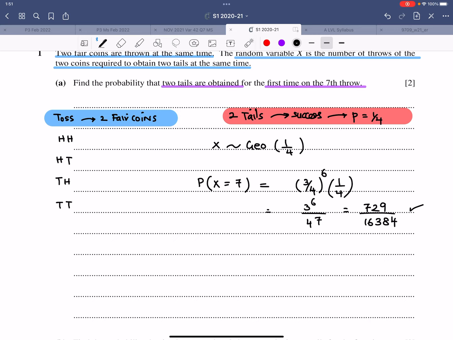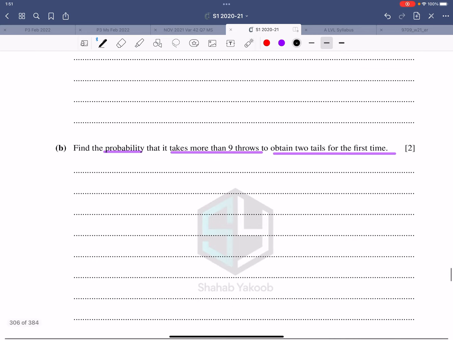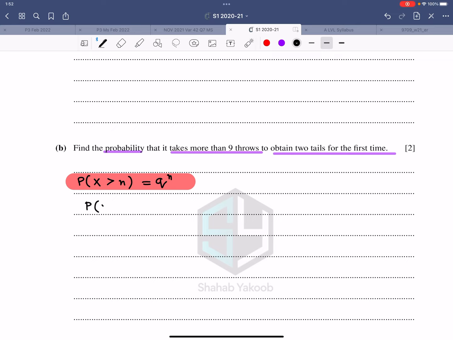Find the probability it takes more than 9 throws. So there is a rule which is very, very important. That is, probability X greater than n is q raised to the power of n. All you have to do is to apply this rule. So probability X greater than 9 is 3/4 raised to the power of 9.